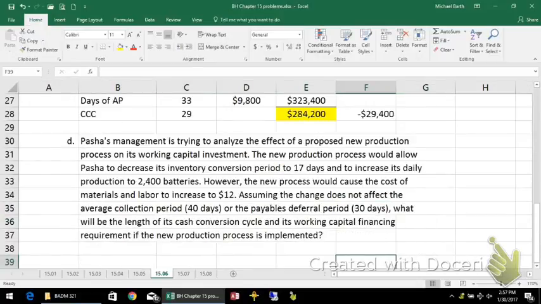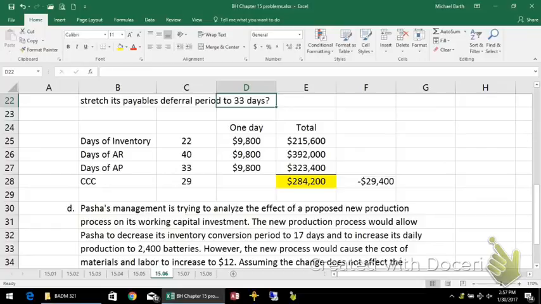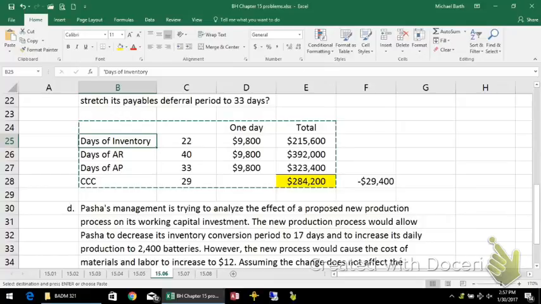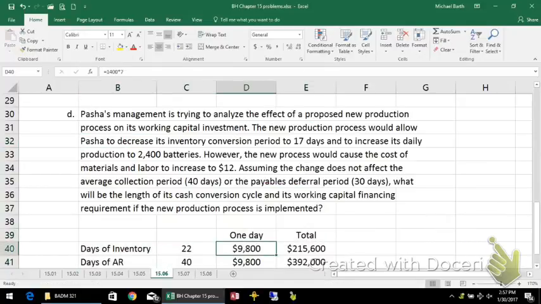All right, so they're trying to change the proposed new production process. The new production would allow them to decrease its inventory conversion period to 17 days and increase battery production to 2,400 batteries, but it'd change the costs around. Okay, well. So instead of being 1,400 batteries at $7, it would now be 2,400 batteries at $12 a battery.